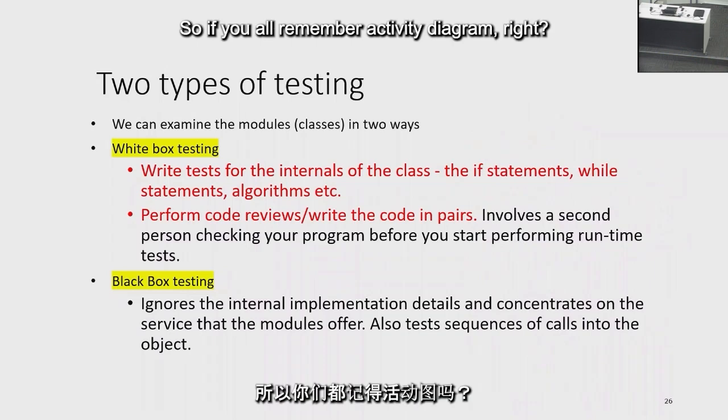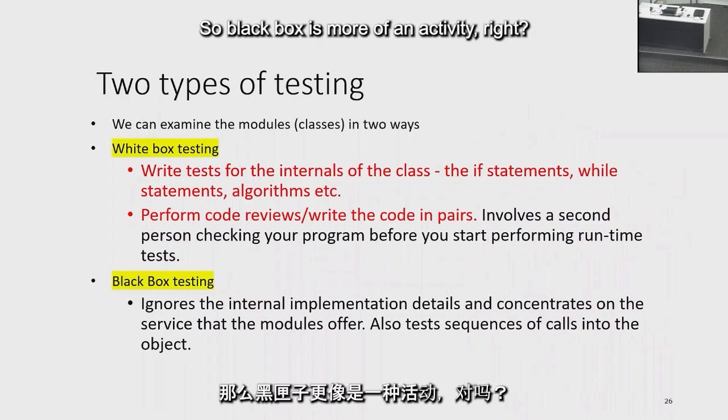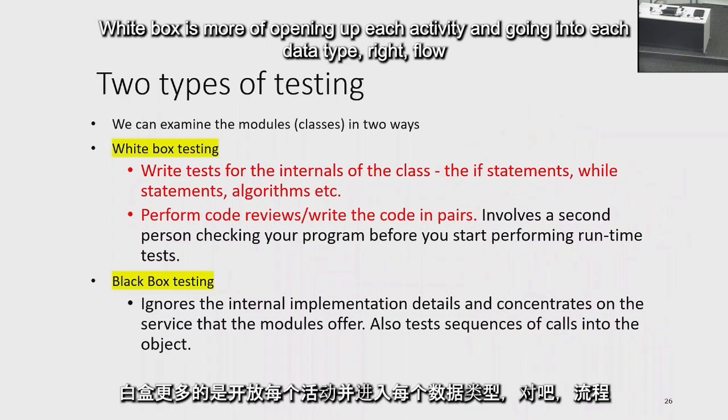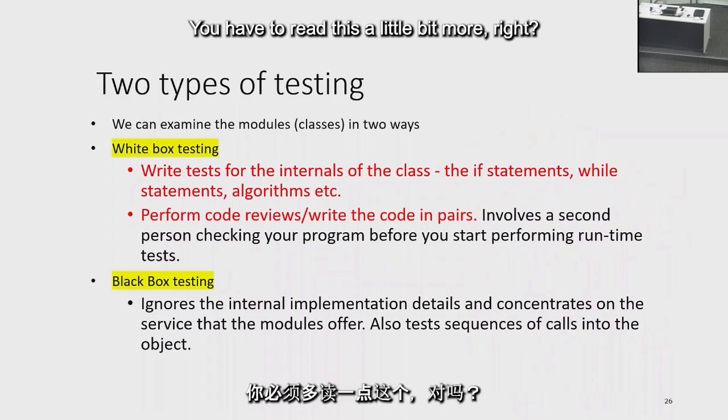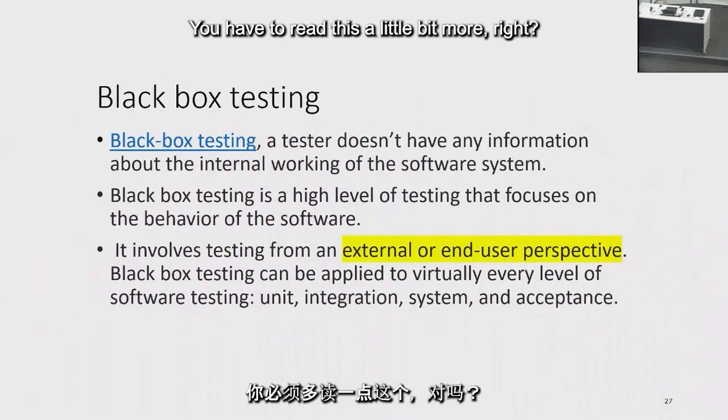If you all remember the activity diagram, right? Black box is more of an activity. White box is more of opening up each activity and going into each data type, right? Flow of feature and function. You have to read this a little bit more, right?